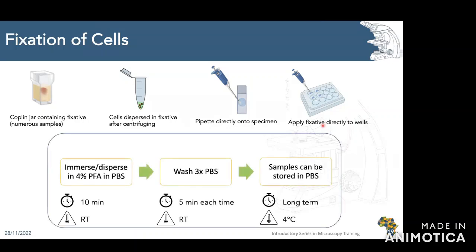And so this is the stock standard protocol. You would immerse in, say, 4% PFA for 10 minutes at room temperature, usually 3 PBS wash steps for about 5 minutes. And then after that, if you're not ready to stain, your samples can be stored in PBS. And I would say really long term. I've never had any issues. I've stored stuff for months after fixing at 4 degrees with no problems. But obviously it's ideal to stain as soon as possible.